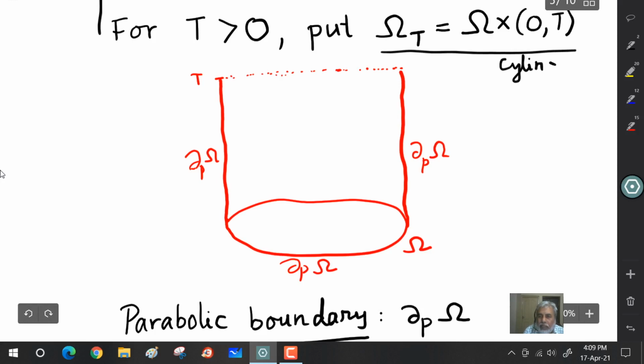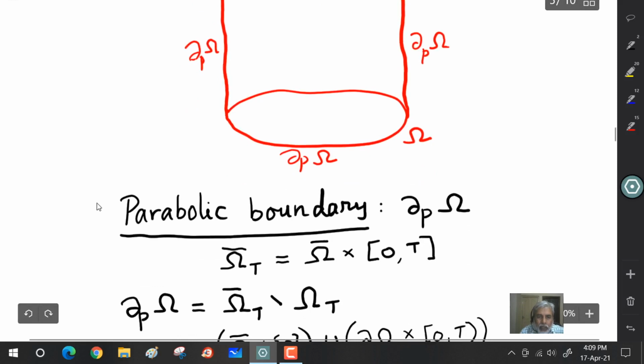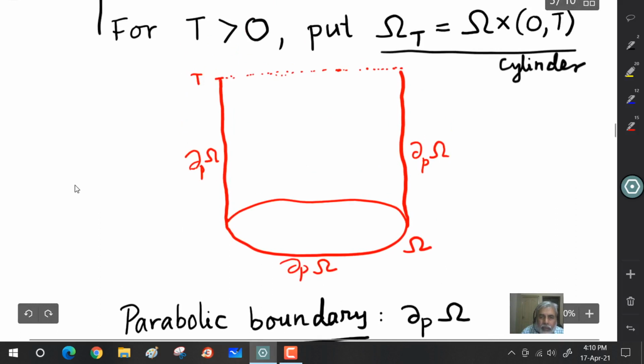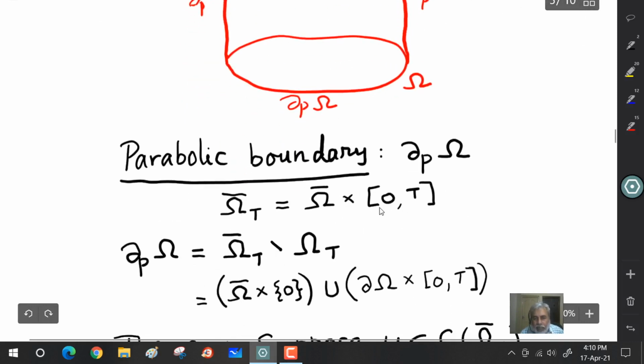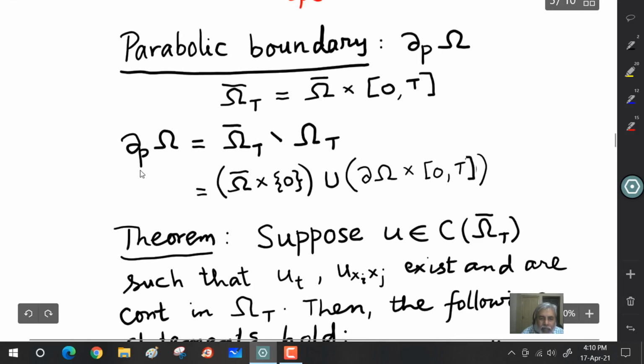So its base is omega and height is this t. And with respect to the heat equation, there is some part of this boundary. If you consider this closure of omega t, some part of this boundary is called the parabolic boundary, defined by del p, p for parabolic, del p omega is omega t bar minus omega t.